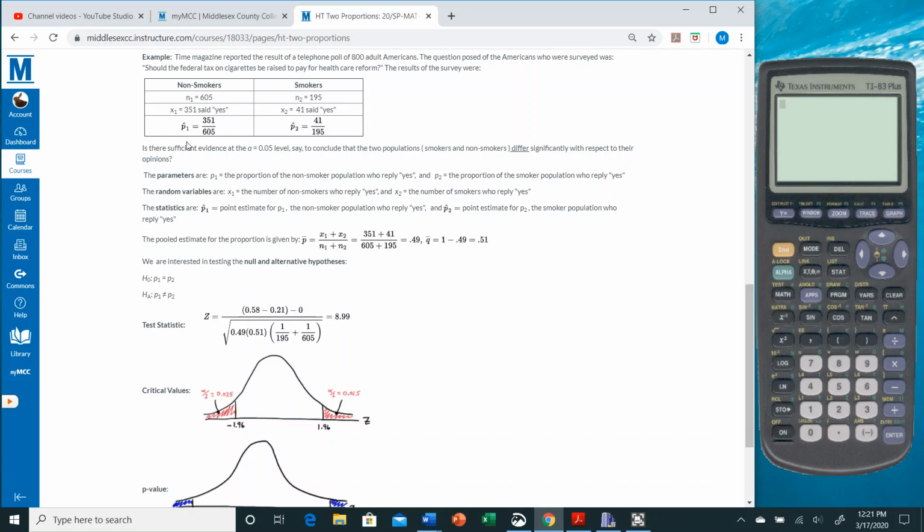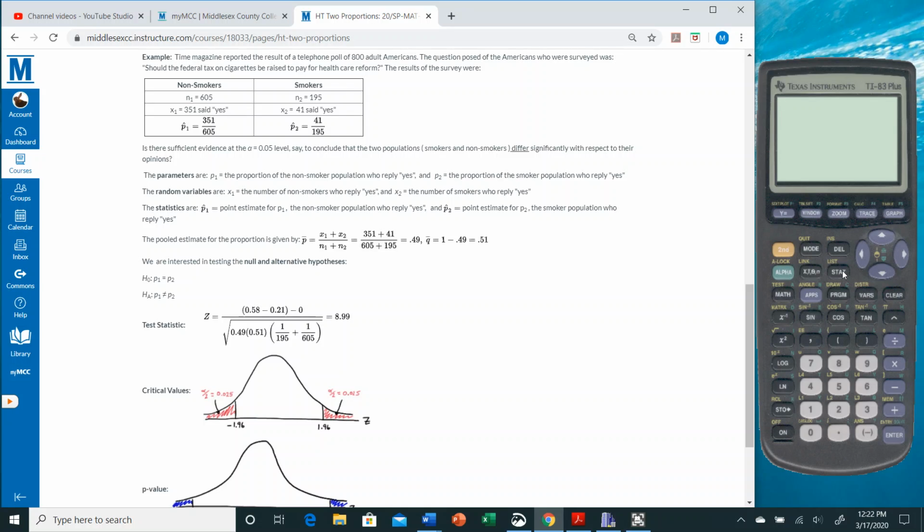Population 1 is the population of non-smokers. Population 2 is the population of smokers. And the question is whether we can conclude that the two populations differ significantly with respect to their opinions. So the null and alternative hypotheses for this test are here. And again, I want to show you how to do this test on your calculator.